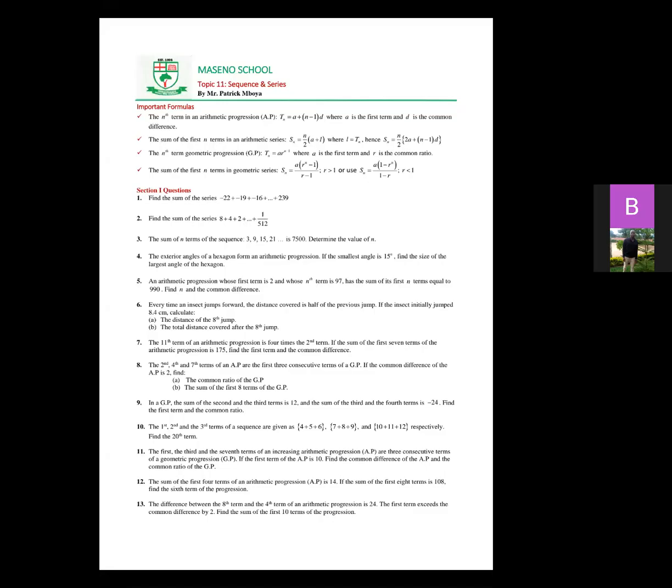Let me show you the way I've done it, and I'll explain why I've used the second formula instead of the first one. So this is how I've done it.